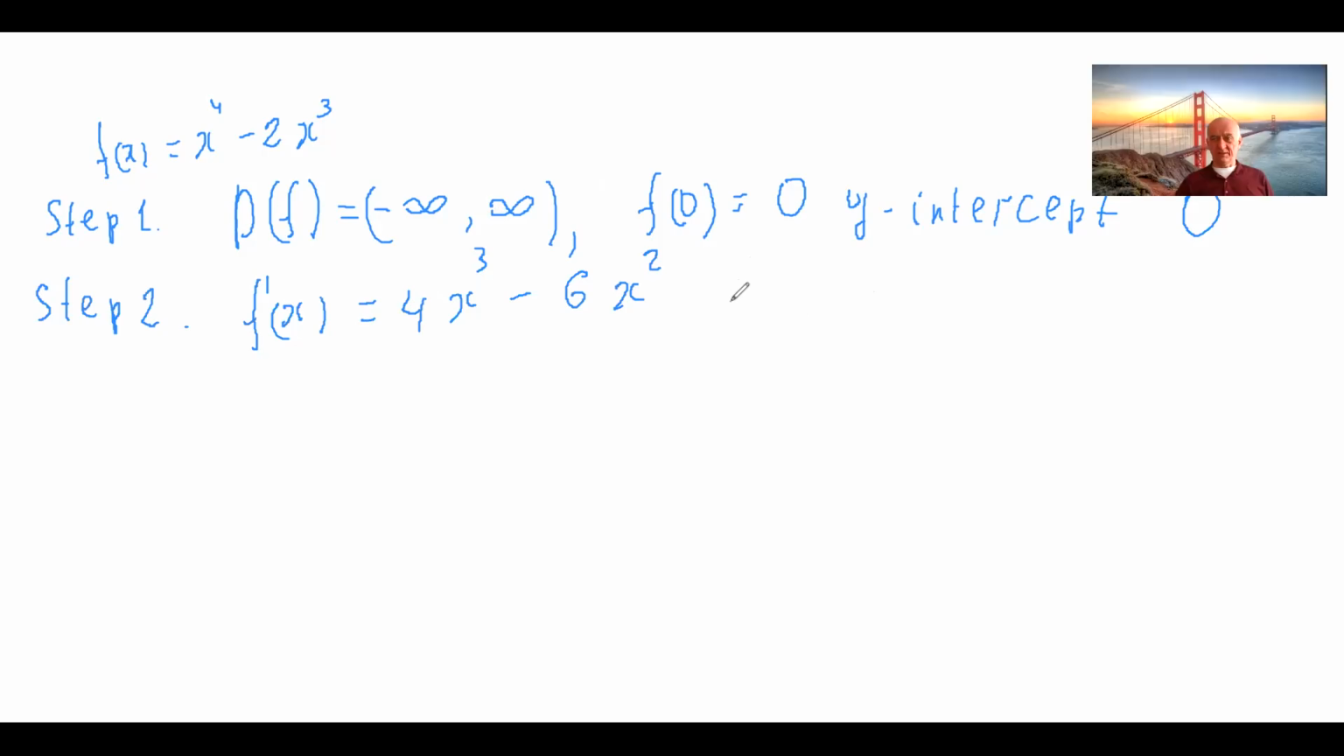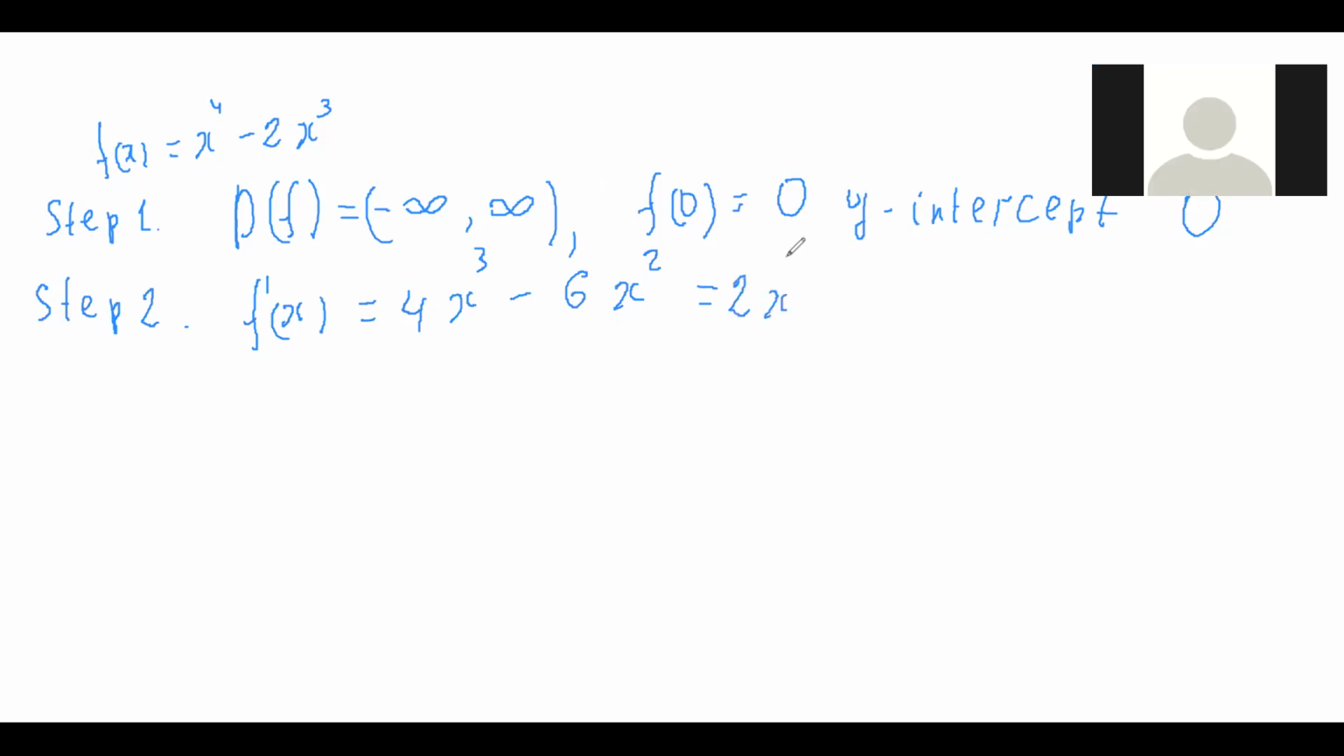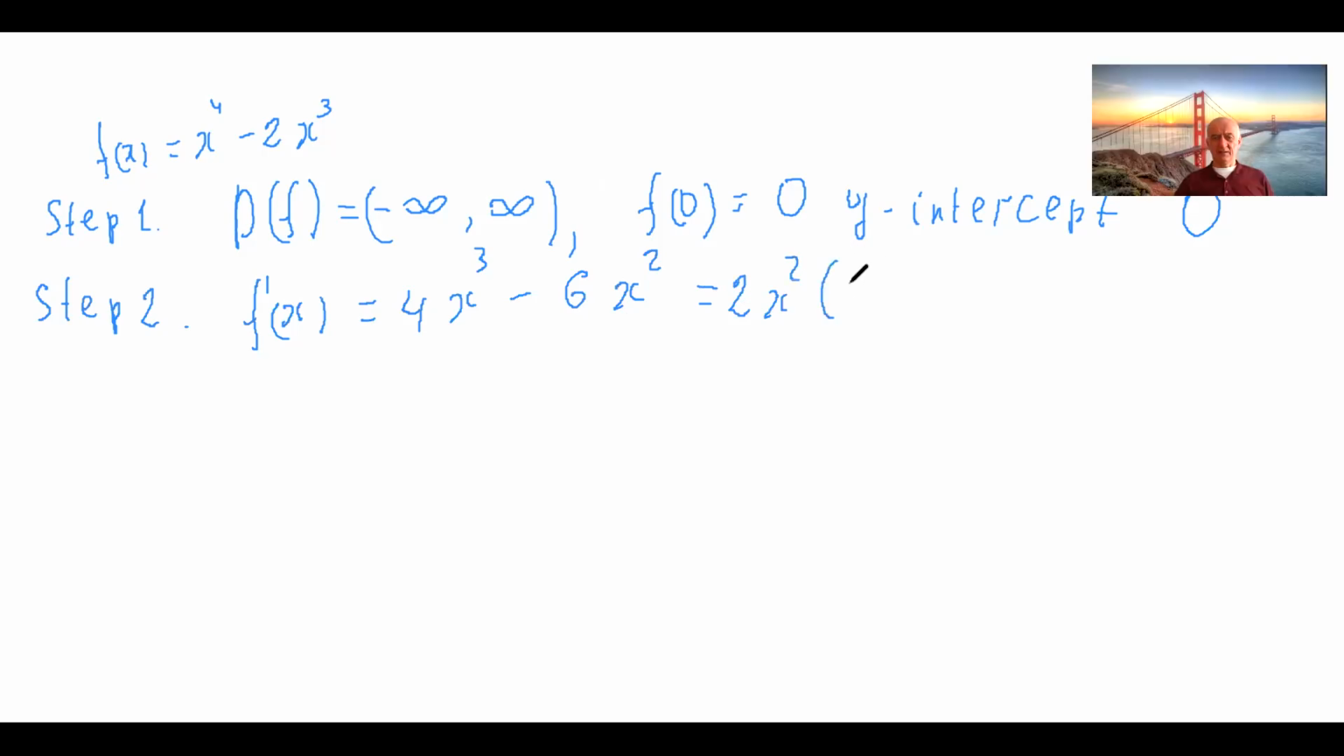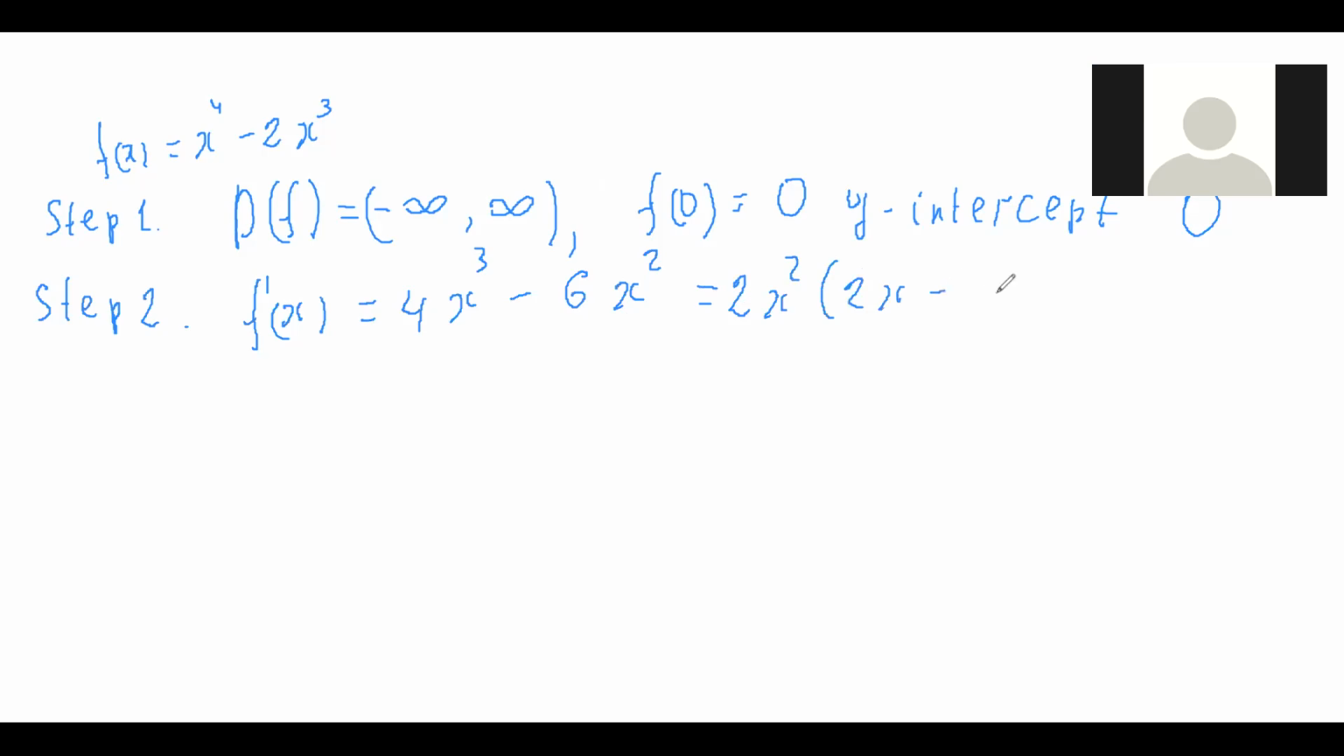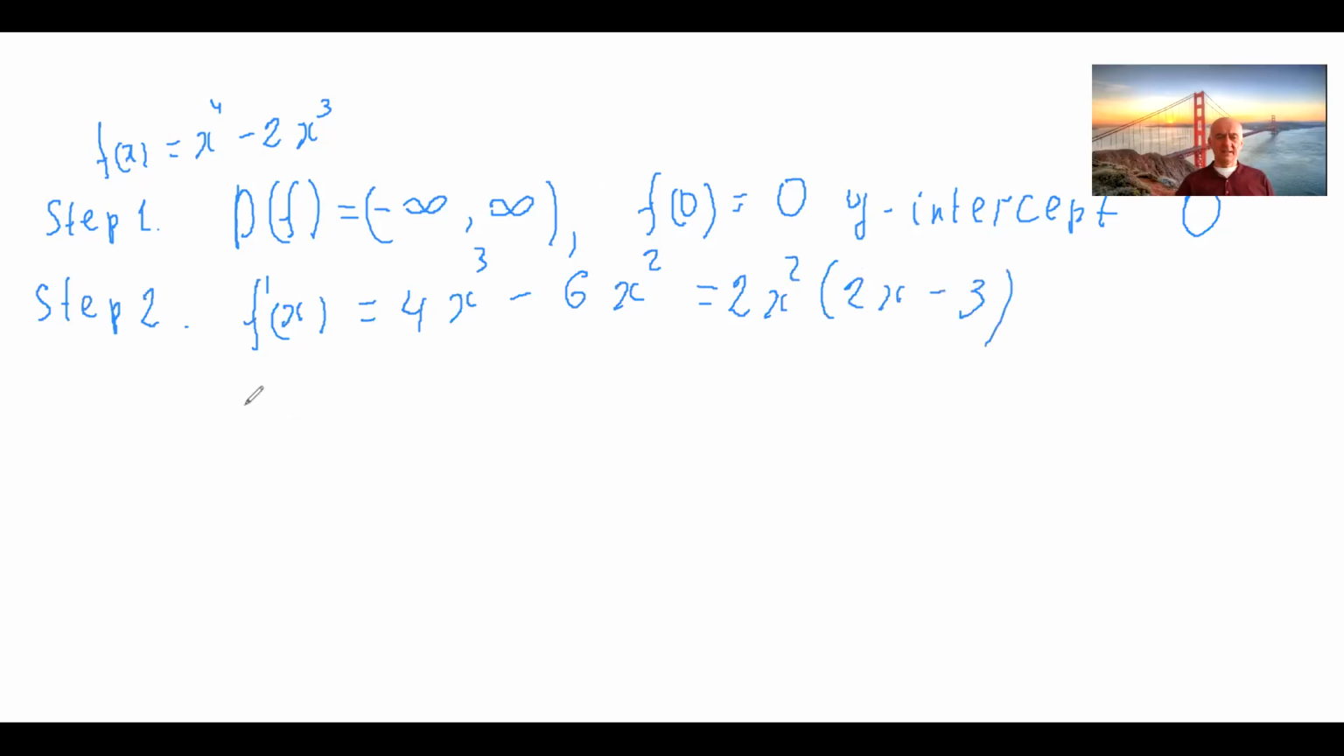Now, very important, to construct a sign chart, it's a good idea to factor out from here. What can we factor out? 2x squared. And we have 2x minus 3. Now I will construct the sign chart and mark here the points where the first derivative equals zero.